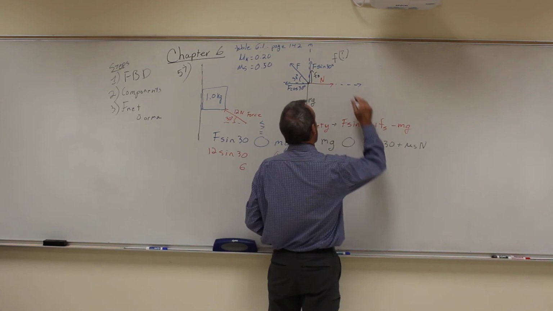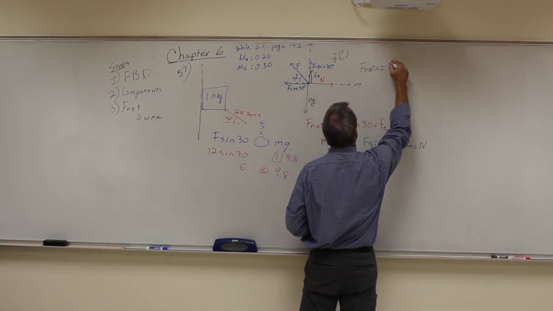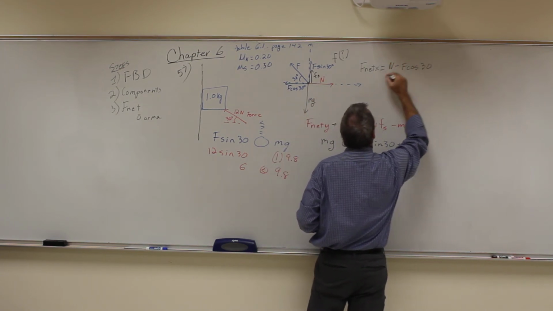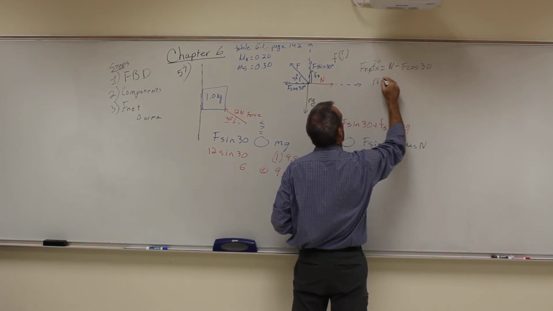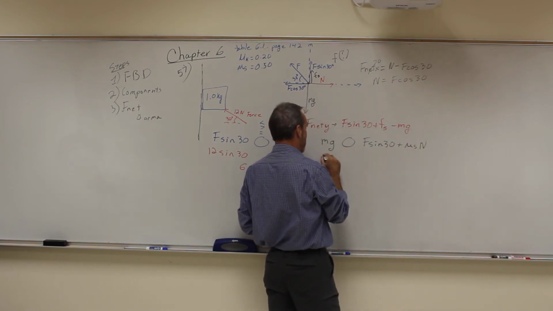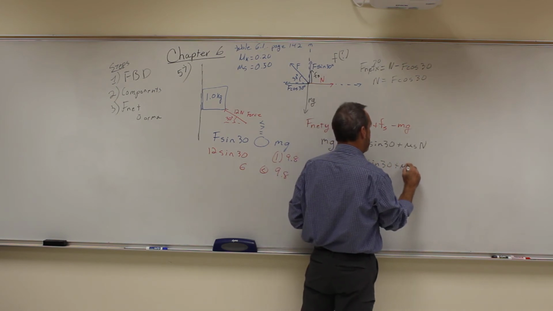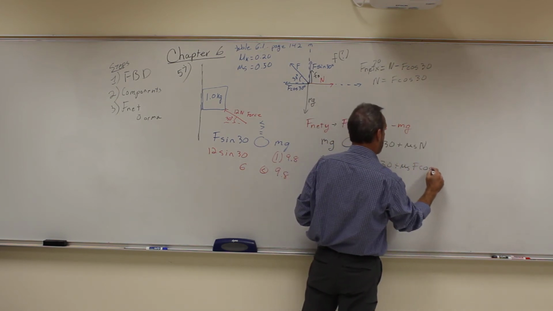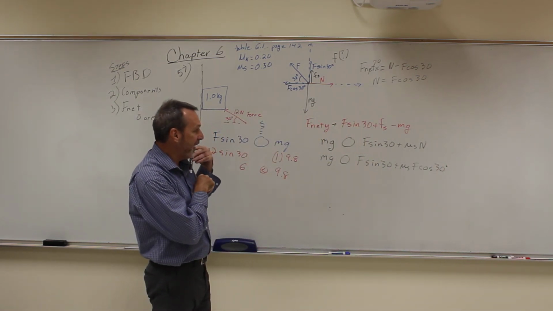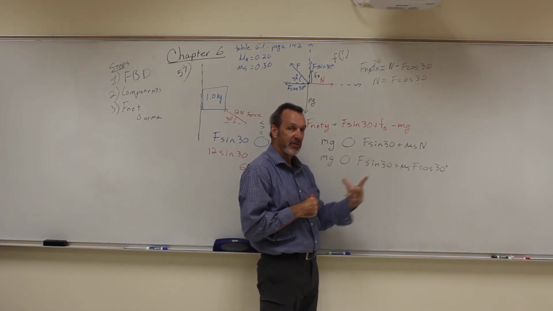Okay? And then I have to do F net x to figure out the normal force, and that's going to be normal force minus F cosine 30. This is going to be 0, so the normal force is equal to F cosine 30. I'm going to plug that in, and I'm going to get mg versus F sine 30 plus mu sub s F cosine 30. So now we got to figure out, if this is not bigger than this, then it's not going to move.